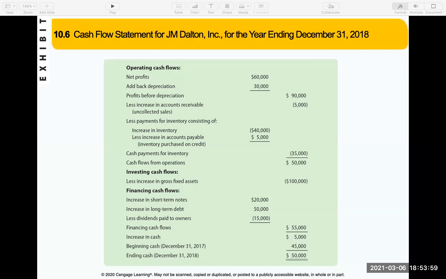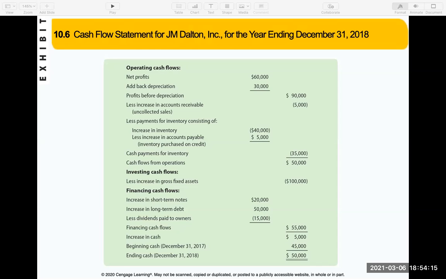So here's a quick sample that I'm going to go over quickly because it's pretty simple. This is the cash flow statement for the made-up company, J.M. Dalton. So you have your operating cash flows, your investing cash flows, and financing cash flows, which are the three activities that we're looking at where our money is coming and going.